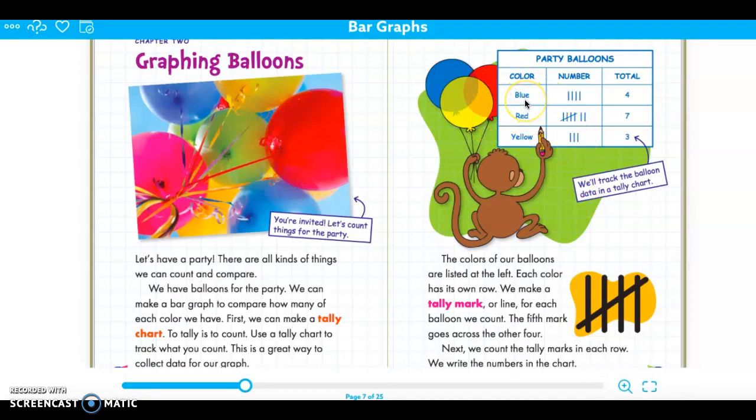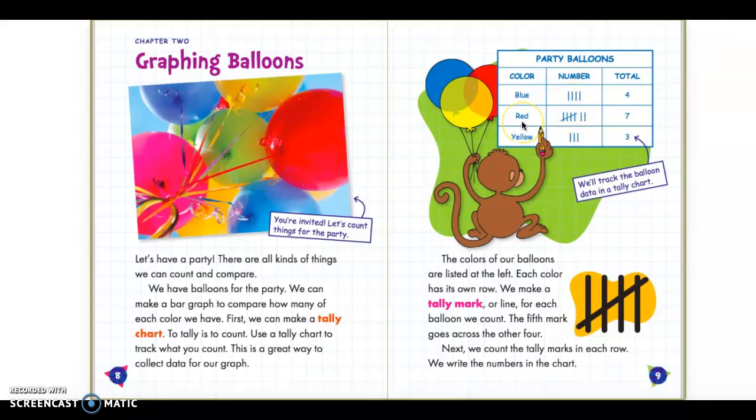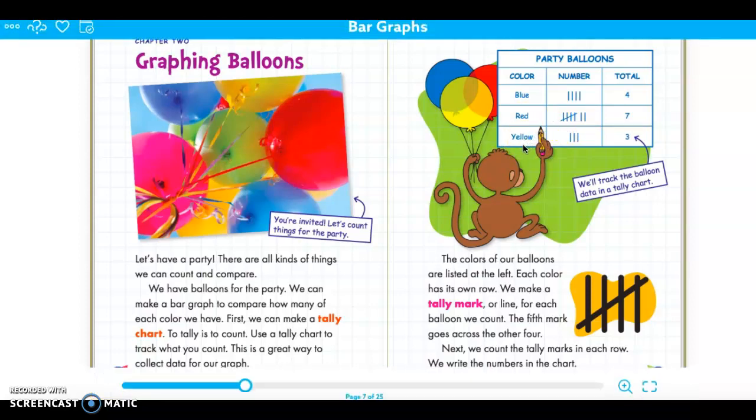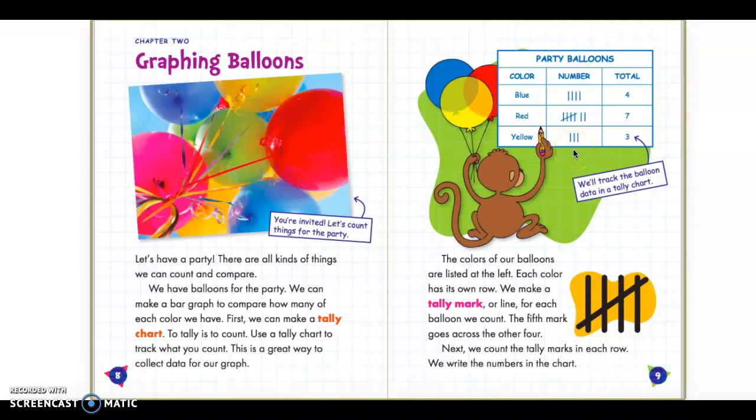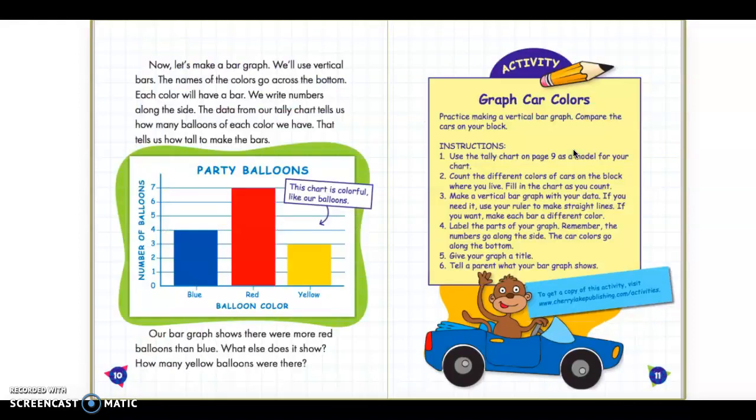How many blue balloons are there for the party? 4. How many red balloons are there? 7. Good. How many yellow balloons are there? Good. There are 3, and they use the tally chart just like us.